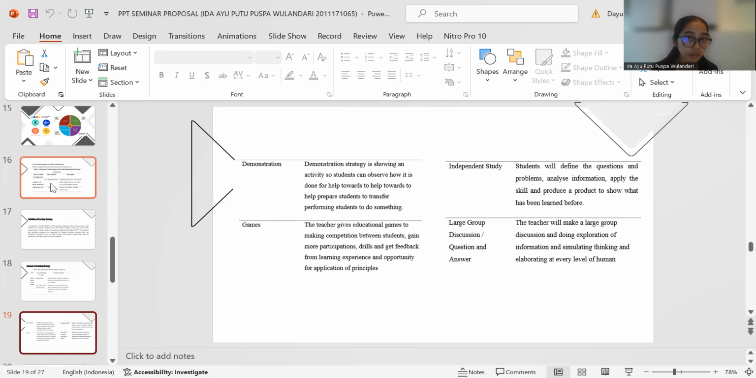And next is independent study. The student will define the question and also the problems, analyze the information, apply the skill, and produce a product to show what has been learned before.